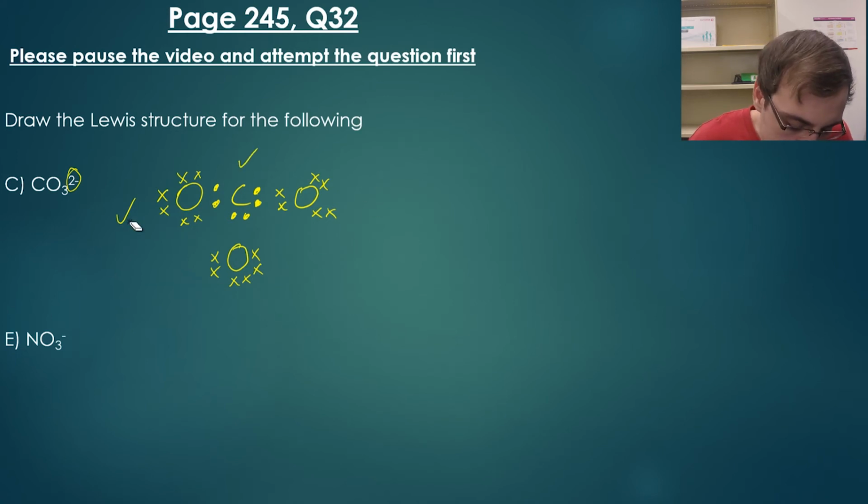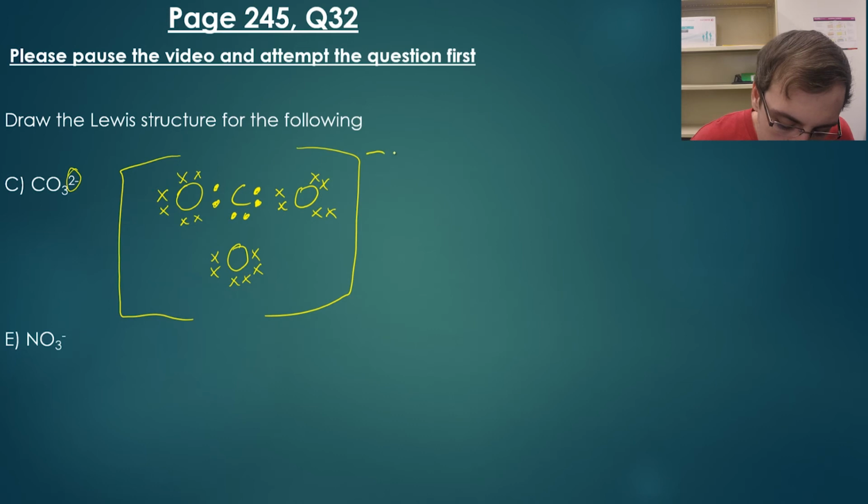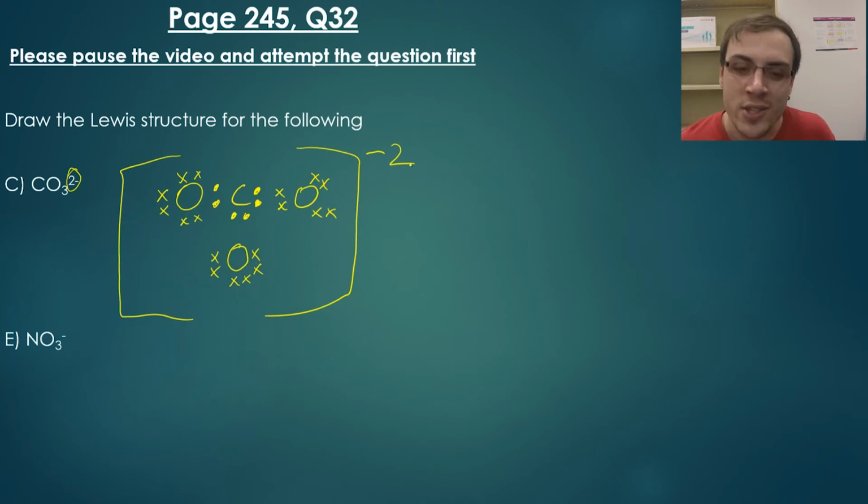Now, when we finish our Lewis structure here, I draw the whole thing in a square bracket and put -2 to indicate that this overall compound has got 2 extra electrons. And that is the Lewis structure for CO3 2-.